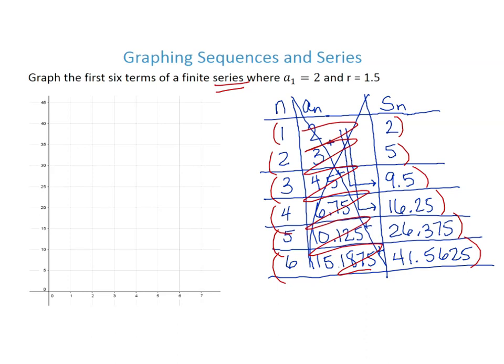So let's graph them. 1, 2, and notice the y-axis is counting by 5s. 2, 5, 3, 9.5, 4, 16.25, 5 and 26.375, and then 6 and 41.5625.